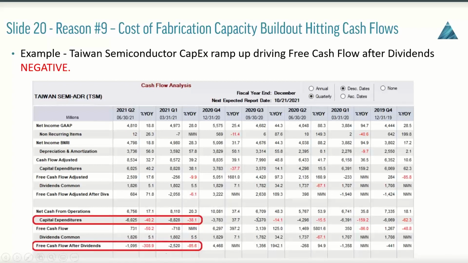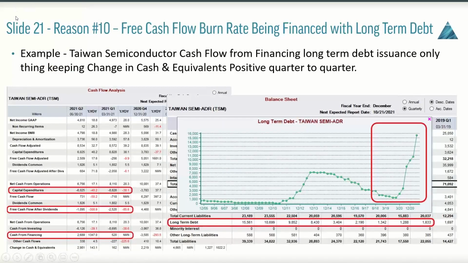negative, okay? Now, we go to the next slide, slide 21. This was reason 10, that free cash flow burn rate after dividends was being financed, obviously, with long-term debt. And this is where I pretty much ended the webinar last week, was showing that Taiwan Semiconductor has really leveraged up their balance sheet in order to fund all of this fabrication capacity build out. And that's what we would expect, right?